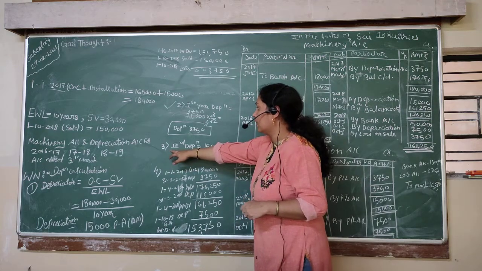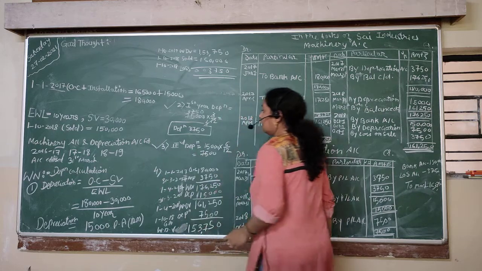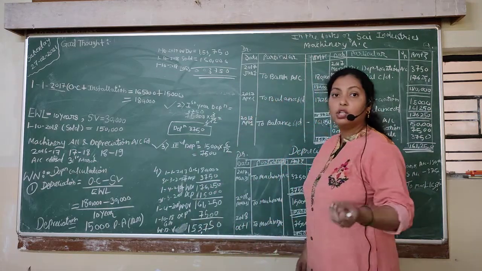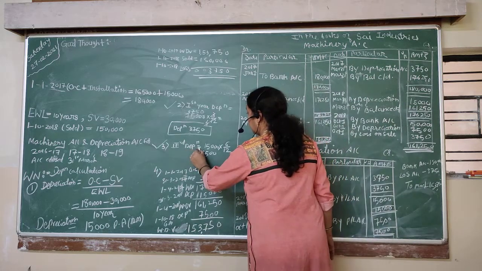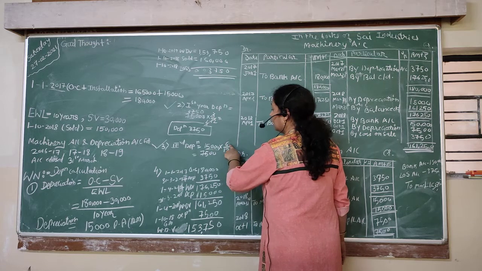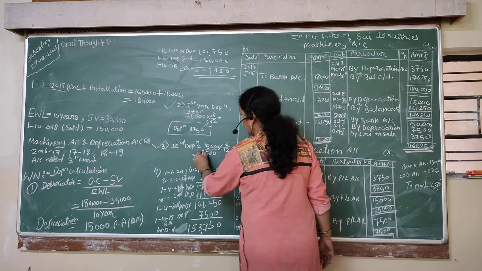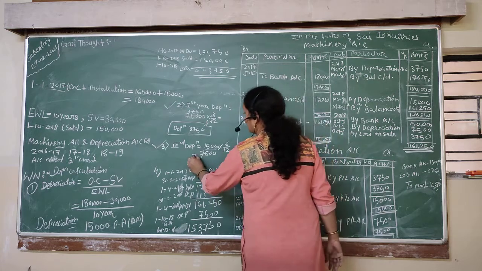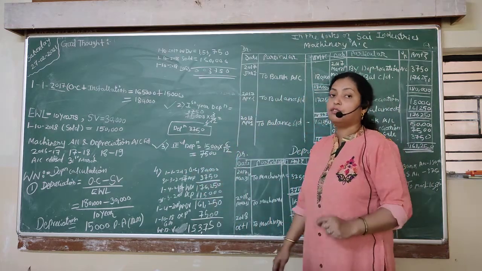See working note number 3, in which I have calculated the third year's depreciation. How will you calculate the third year's depreciation? Third year's depreciation equals depreciation for 1 year into 6 months by 12. So 6 upon 12, and I have received the depreciation amount for the third year, that is 7,500.